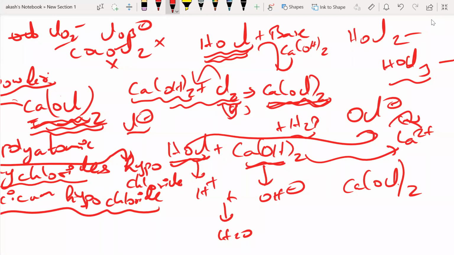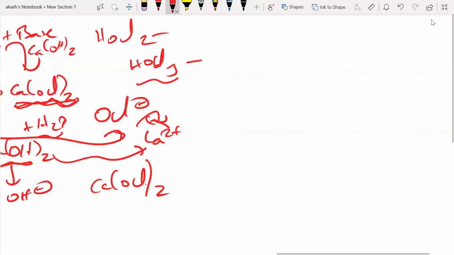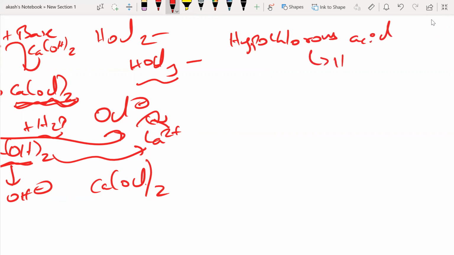What is this then? Now you can easily guess the acid. If it is the hypochlorite ion, what should have been the acid name? Any guess? Just a normal guess. Even if you don't get it, it's fine. Okay, so this acid name is called hypochlorous acid, HOCl.